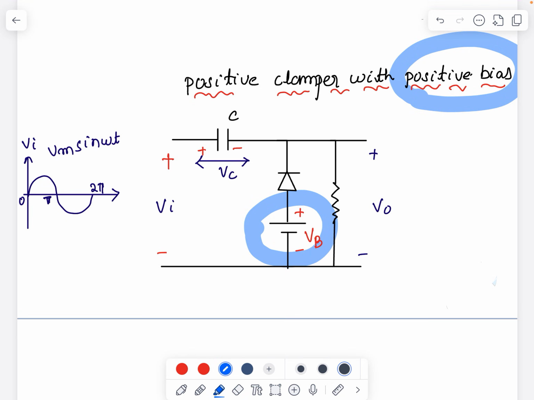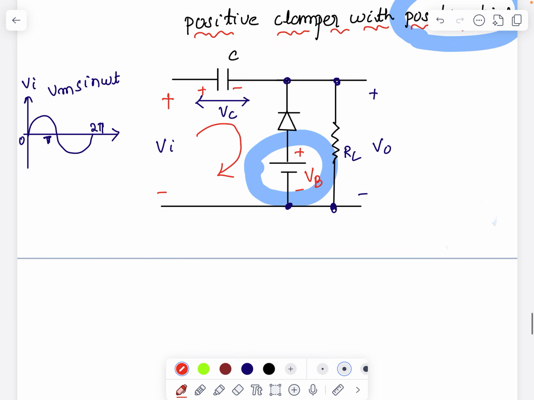Like in this manner, positive is connected to the P side of the diode, negative is connected to the N side of the diode. Now as I told before, only when the diode is forward biased will the capacitor charge. You can see here the load resistance RL, and the voltage source VB and diode connect together. Both are parallel, as you can see these two nodes are the same and these two nodes are the same. So if we apply KVL here, I'll get the same equation.